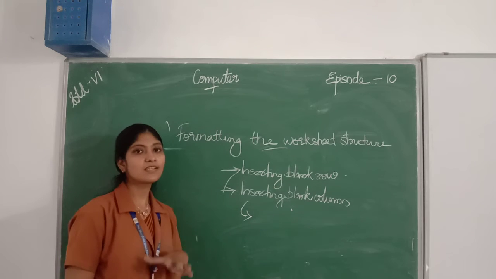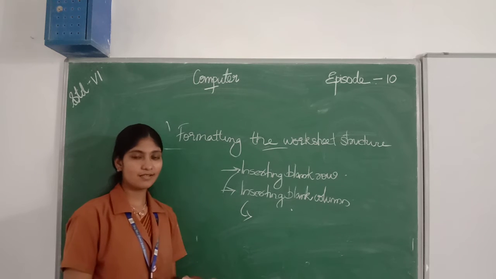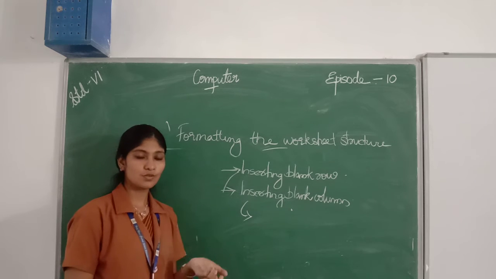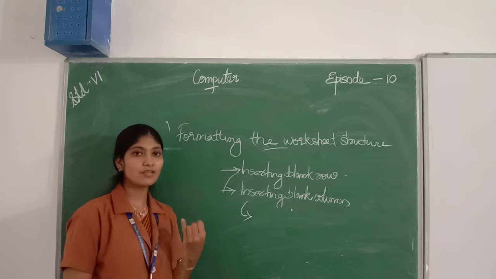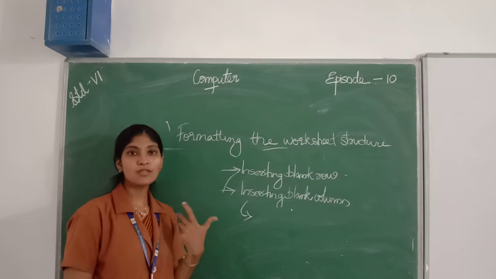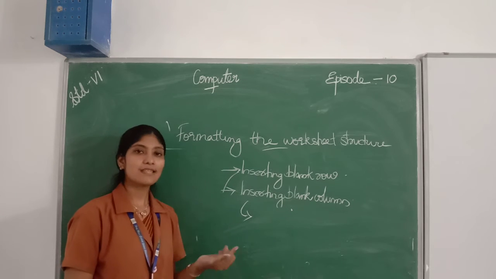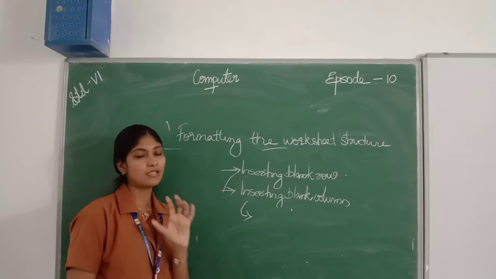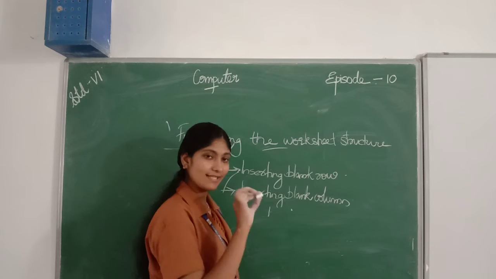The steps are similar to inserting a blank row. First select the column before which you want to insert a new blank column. Second, go to home tab, that is, click home tab. And then click insert, and in that there are some options. So click insert sheet column.